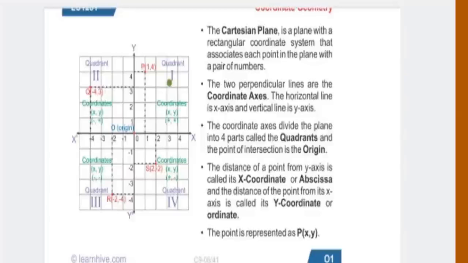Here you can see, in the first quadrant we are taking x coordinate is positive and y coordinate also positive. That means in the first quadrant x coordinate and y coordinate are positive. Similarly, in the second quadrant x coordinate is negative and y coordinate is positive. And in the third quadrant both the coordinates, that means x coordinate and y coordinate, are negative. And in the fourth quadrant x coordinate is positive, and y coordinate is negative. That you have to remember.